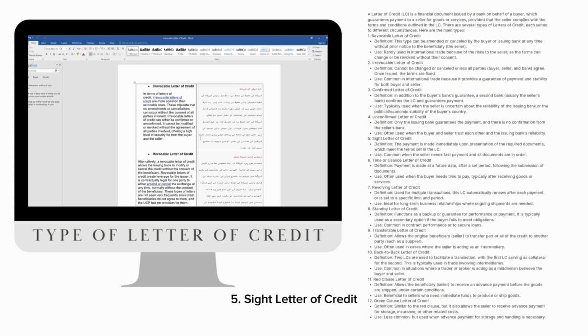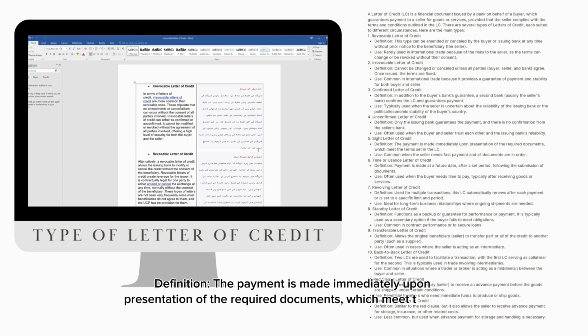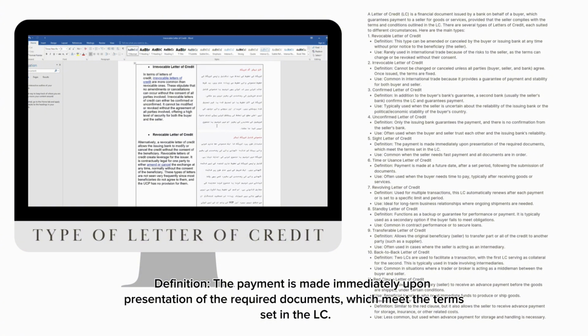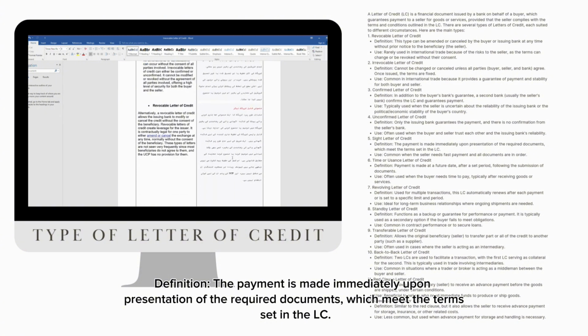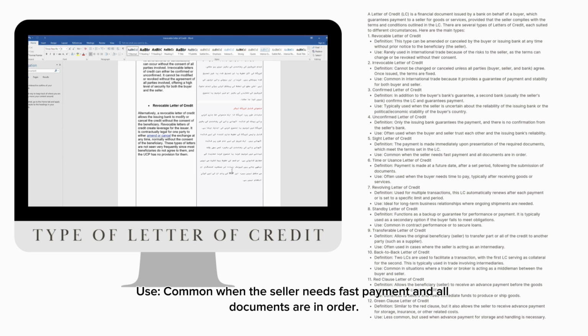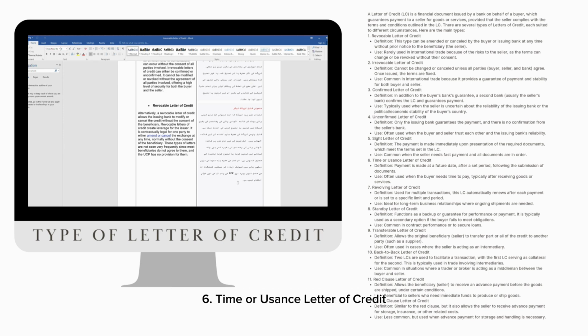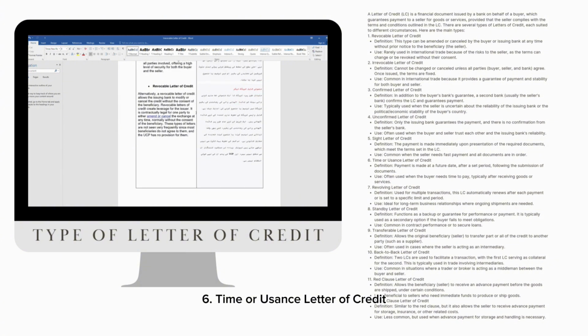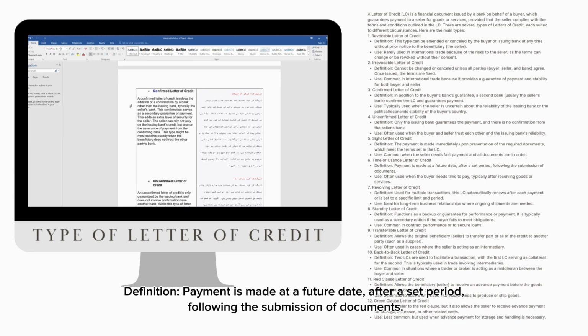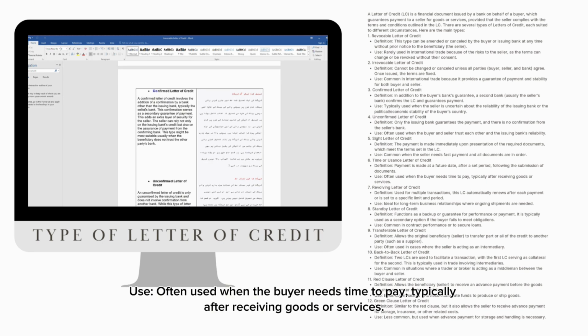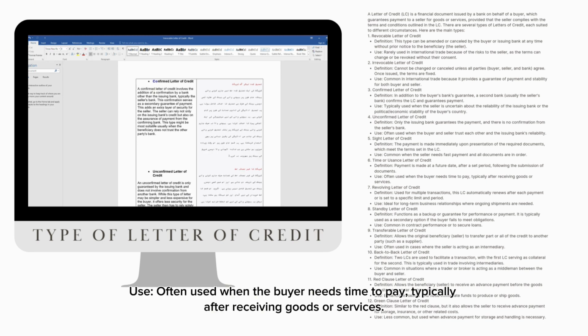5. Sight letter of credit. Definition: the payment is made immediately upon presentation of the required documents which meet the terms set in the LC. Use: common when the seller needs fast payment and all documents are in order. 6. Time or usance letter of credit. Definition: payment is made at a future date, after a set period, following the submission of documents. Use: often used when the buyer needs time to pay, typically after receiving goods or services.